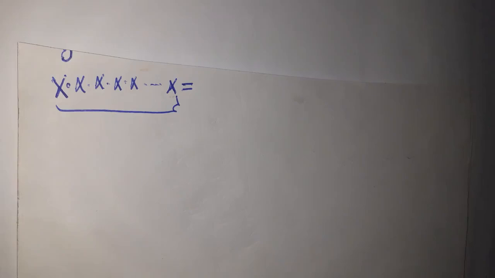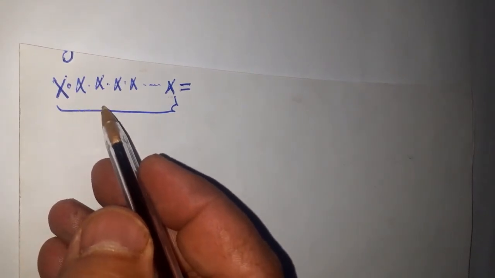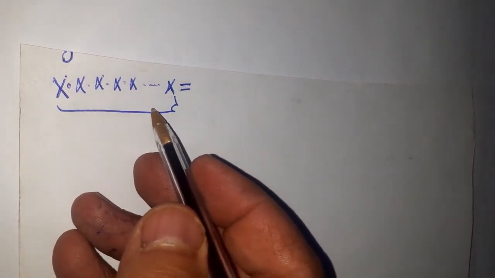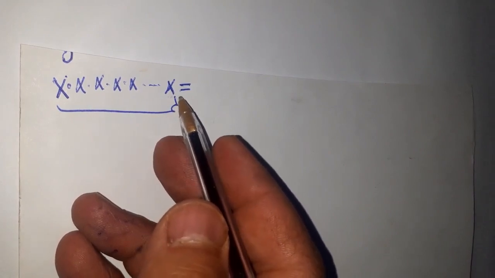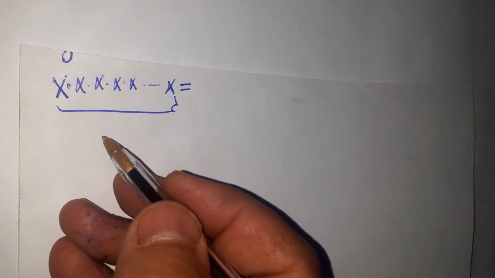Hi friends, in this video I will explain the concept of exponent or power. A power or exponent represents repeated multiplication of a number or variable. For example, x times x times x times x, etc., x. Here x is repeated n times.